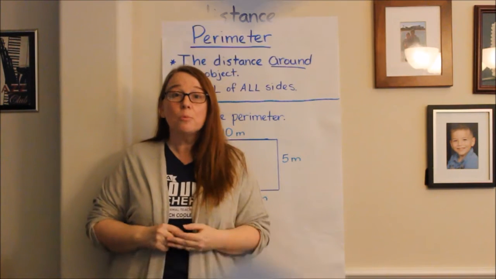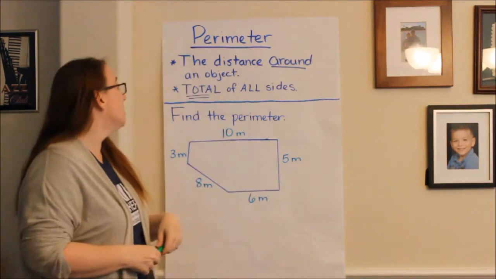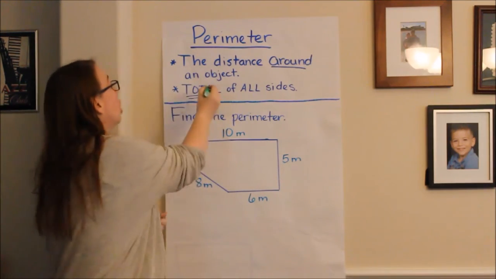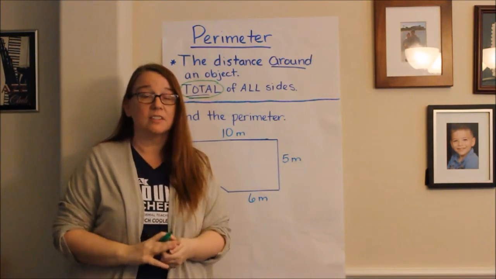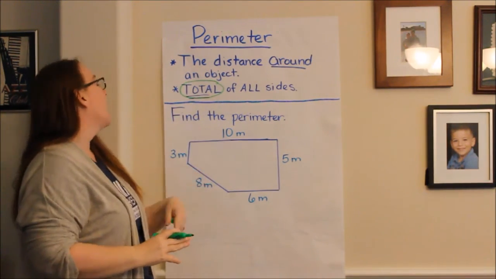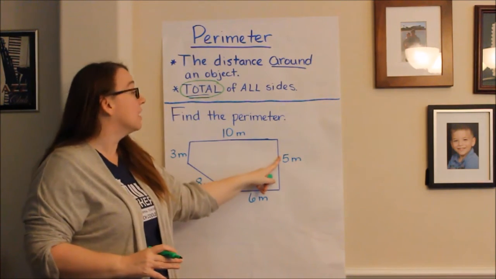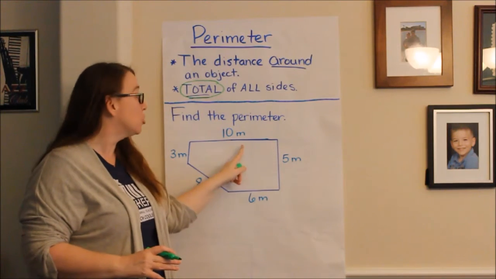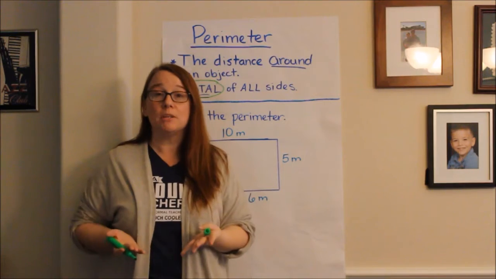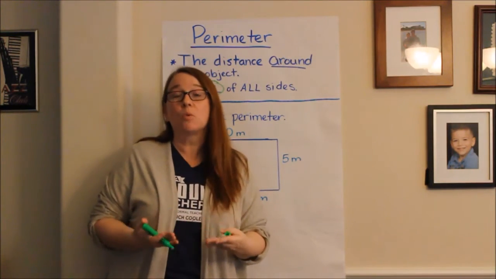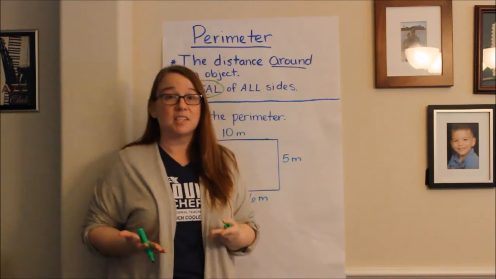So let's look at another problem where we have to find the perimeter of an object. Now remember, perimeter is the total of all of the sides of any object. So let's look at this shape. We're asked to find the perimeter, and they have actually gone ahead and given us the measurements of all of the sides. So basically, to find the perimeter, I just need to write and solve an equation that totals all of the sides.